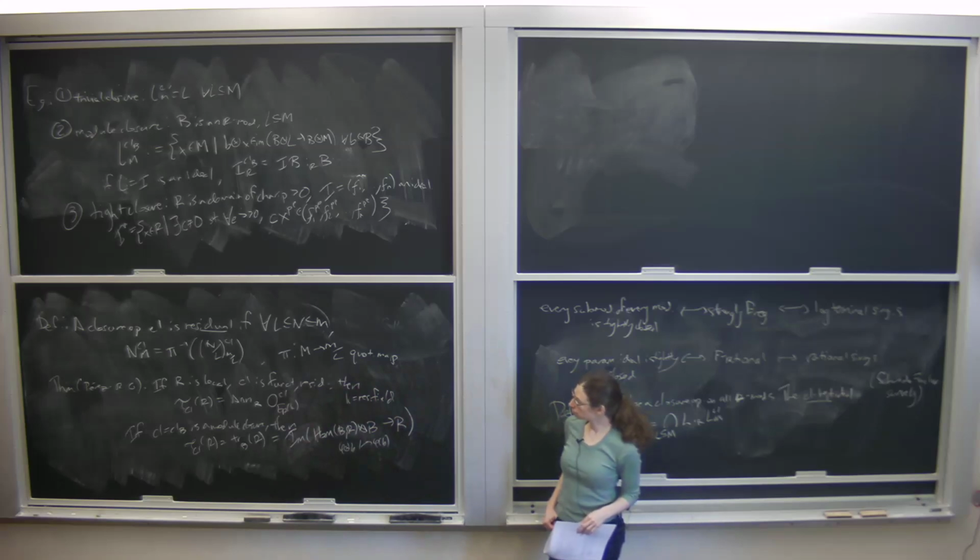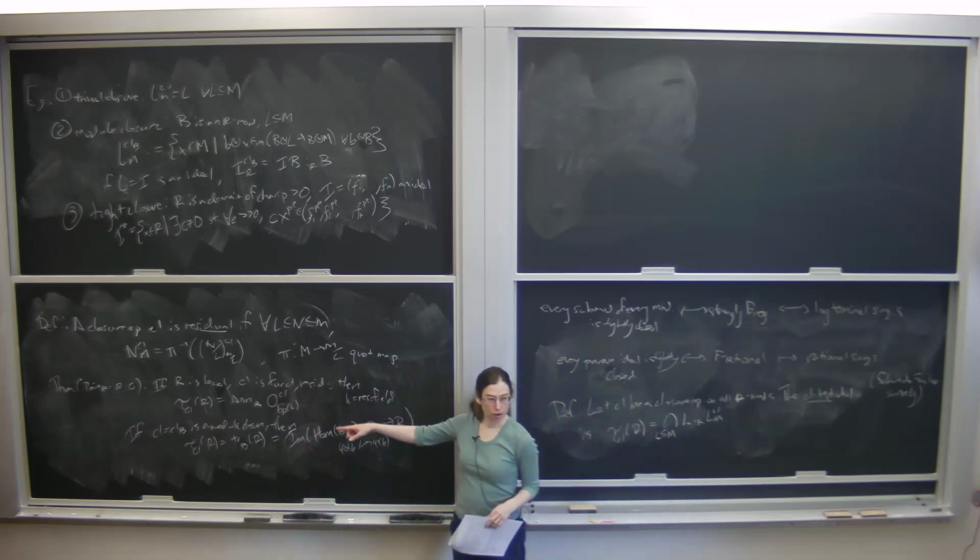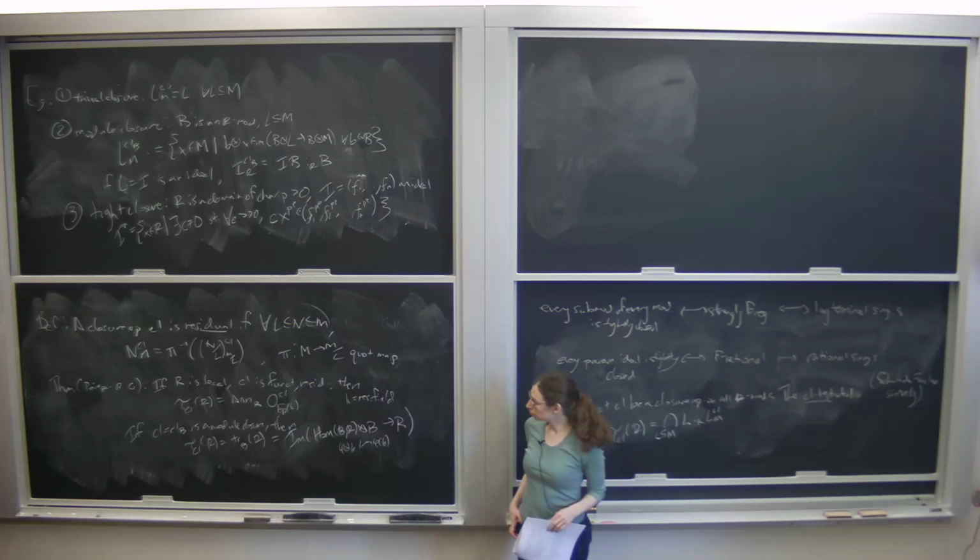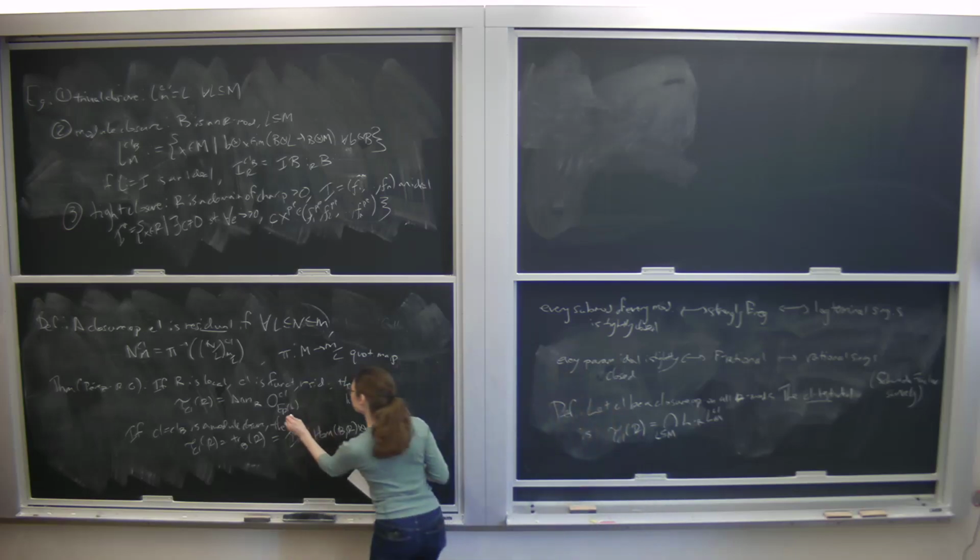So what's E of K? Is that the injective hull of the residue field? Is there some P on it or? No, oh, we're assuming R is local here. Oh, it's E sub R. Oh, yeah.